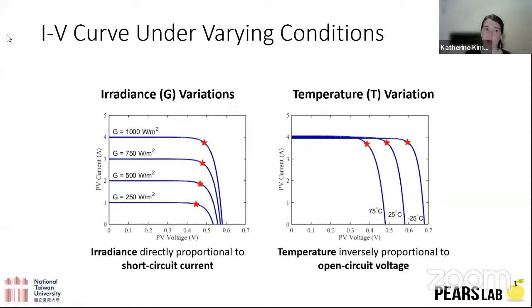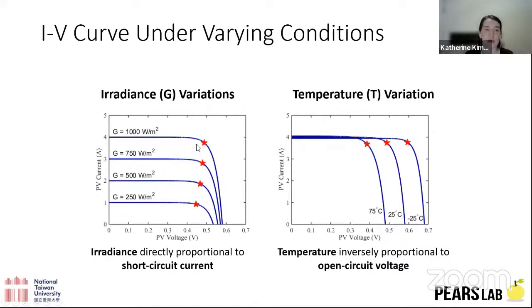One is called irradiance. This is the light intensity. It's measured in watts per meter squared. So if you have a certain area, you have a certain amount of power hitting that. On a really sunny day, you'll have more power than on a less sunny day. So 1,000 watts per meter squared is like a very, very sunny day outside, direct sunlight.